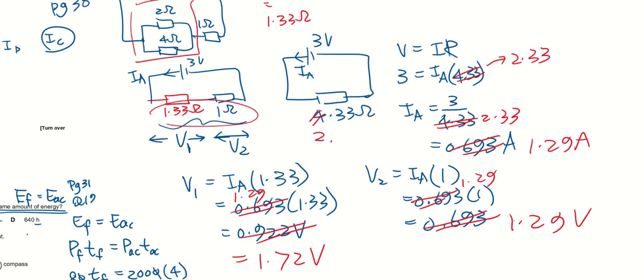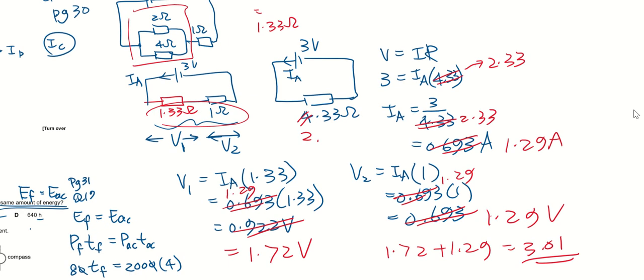So how did I realize my mistake? Because just now when V1 was 0.922 and V2 was 0.693, I added them up, and it is not equal to this 3 volts. That's where I realized something must be wrong. But now if I add up 1.72 and 1.29, I will get 3.01. Then you may say it's not exactly 3, because we did a lot of 3 SF rounding just now. But the answer is still around 3. That means my calculation is correct.